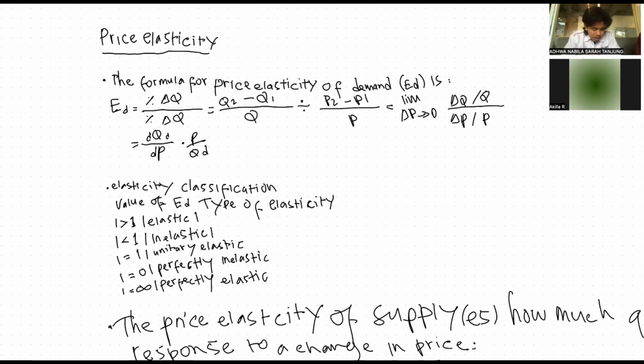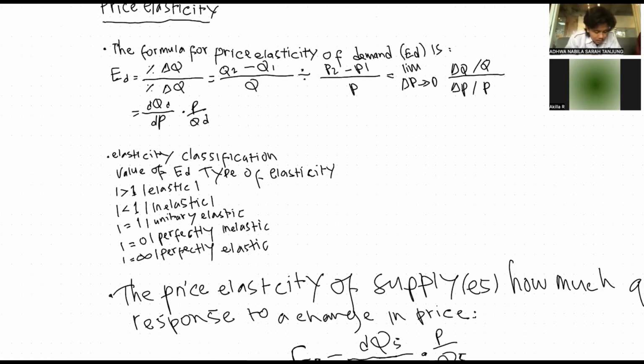So next, elasticity classification. Value of elasticity and type of elasticity: greater than 1, elastic; less than 1, inelastic; equal to 1, unitary elastic; equal to 0, perfectly inelastic; equal to infinity, perfectly elastic.